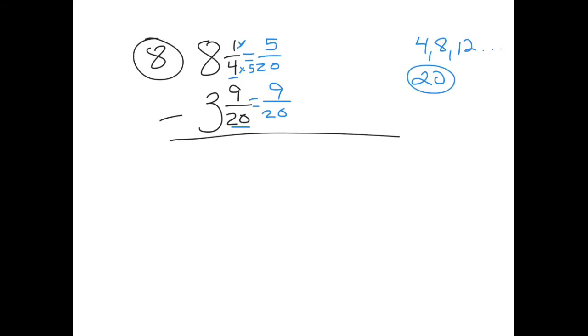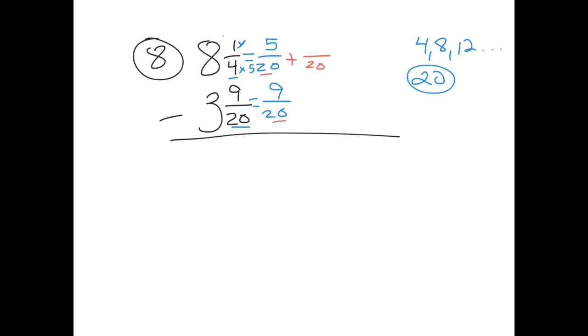Well, good for us, but we have a problem. Look at those numerators. 5, take away 9. If I've only got 5 of something, I can't take 9 away. I'm going to need more value in my top fraction. Where am I going to get that value? And I'm going to want it to be in 20ths, because that's what I'm counting in now.